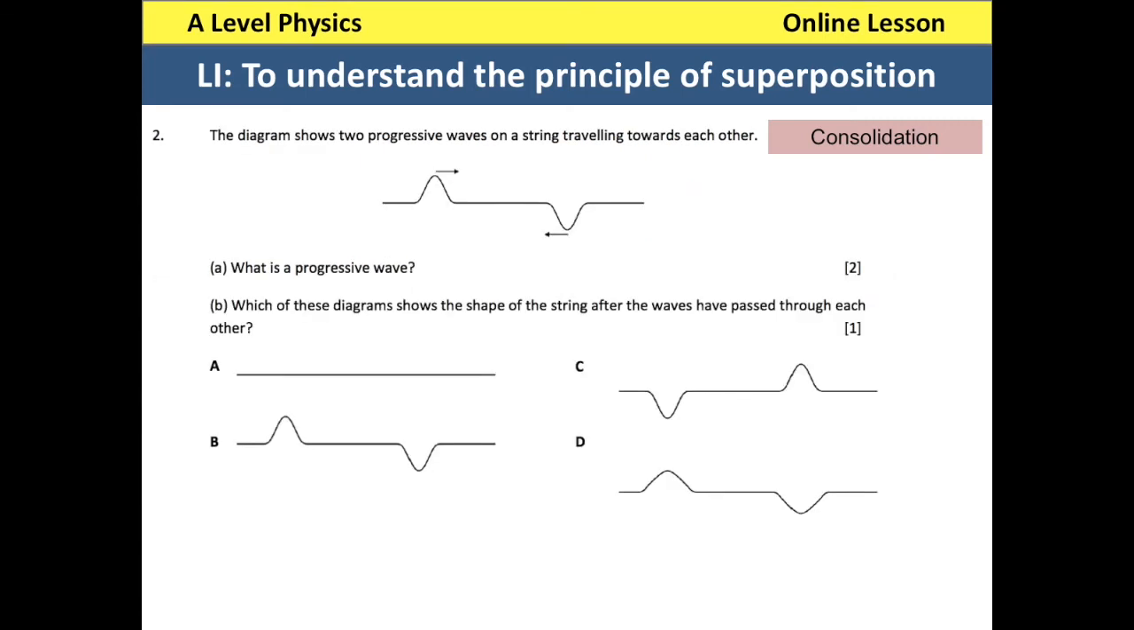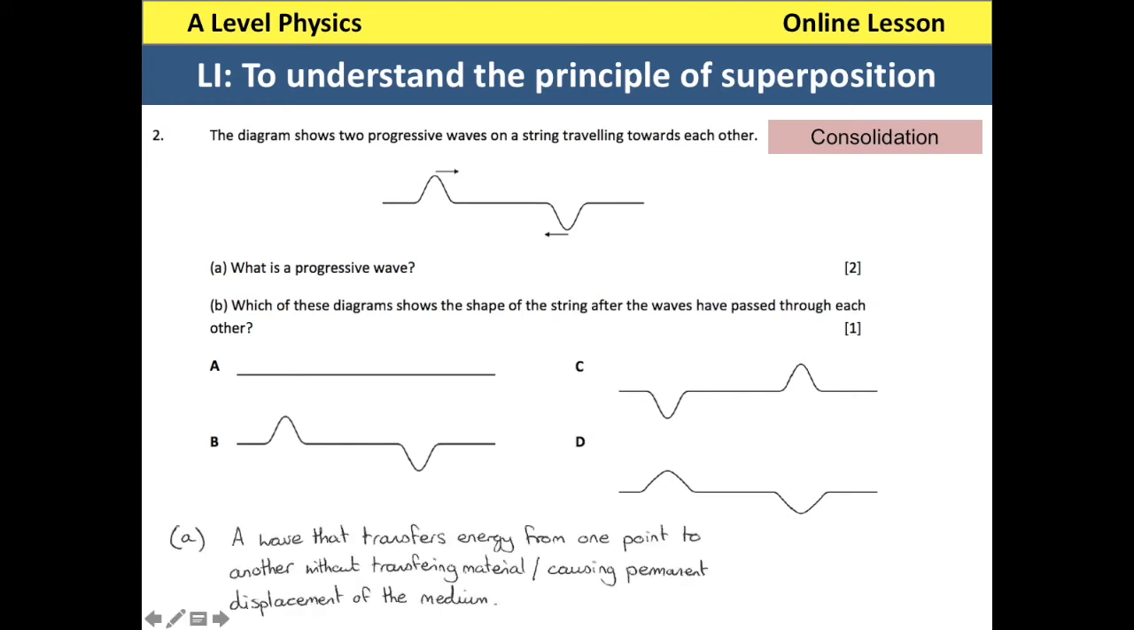Question 2. The diagram shows 2 progressive waves on a string travelling towards each other. Part A is give the definition of a progressive wave for 2 marks. We went over that definition in the previous lesson. A progressive wave is one that transfers energy from one point to another without transferring any material or causing any permanent displacement of the medium.